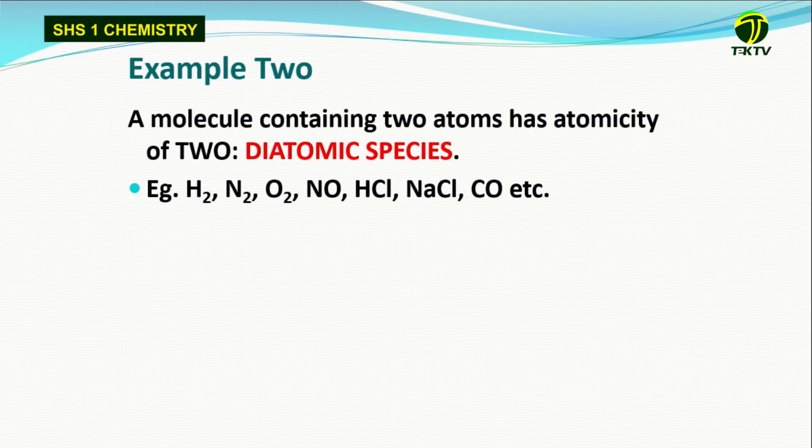Unlike the first 3, which have 2, 2, 2, we have NO. N is 1, O is 1, though we don't write it. So 1 plus 1 will give us 2. So the atomicity of that substance is 2. The same applies to NaCl and CO. So such compounds, we say they are diatomic species.